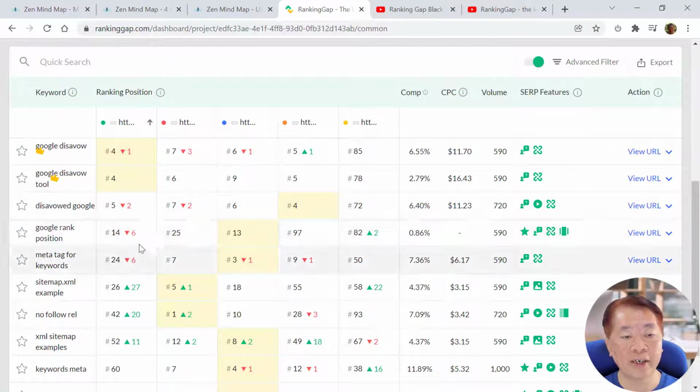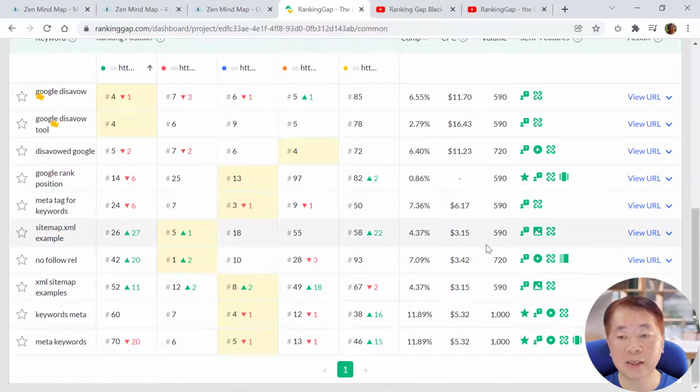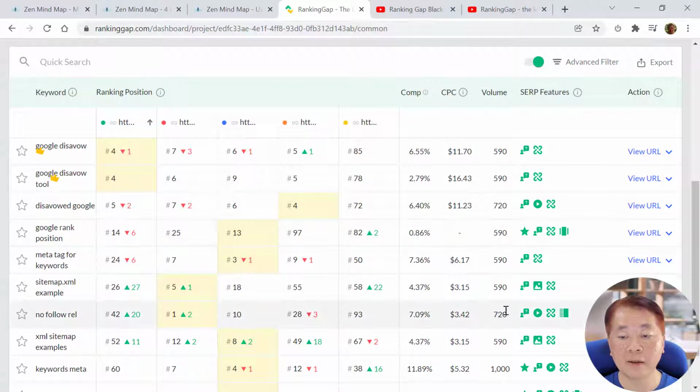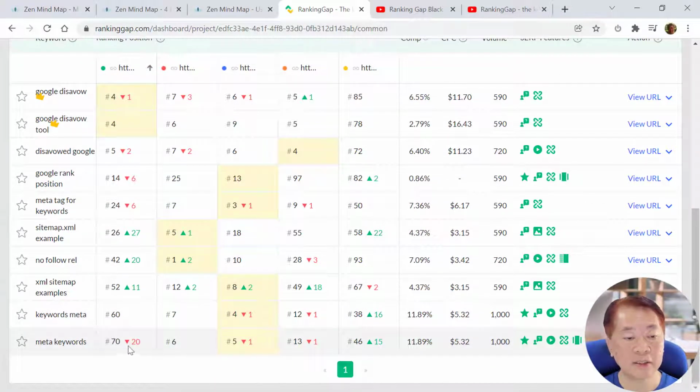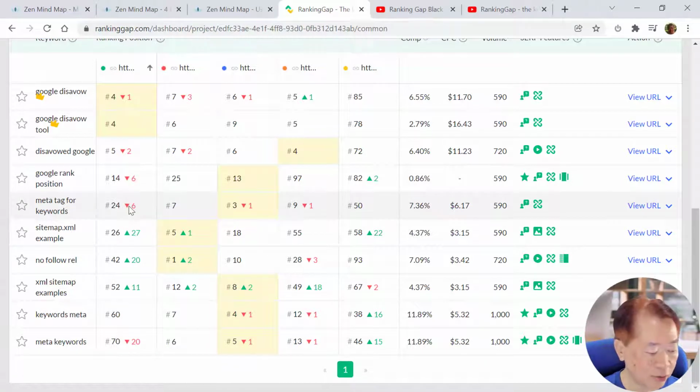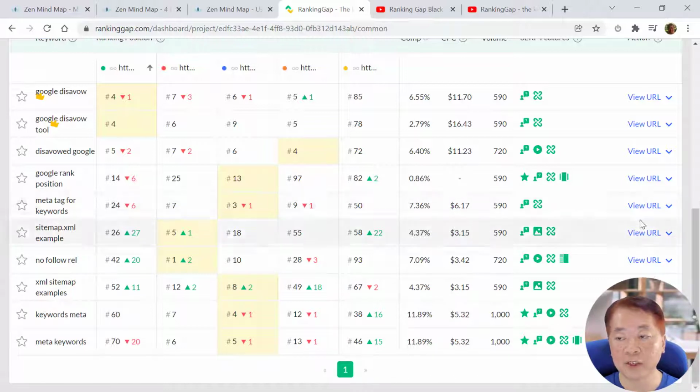Just look for the red color arrow where your position has dropped. For example, meta tag for keywords, you have dropped 6 places, to 24. So these are the keywords you might want to do some content optimization on to boost it up. So let's see some of the keywords here. Same as here, meta keywords, you have dropped 20 places. So we know that these are some of the keywords that you need to do some optimization on, based on the content.